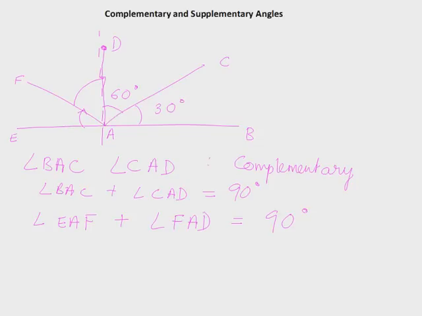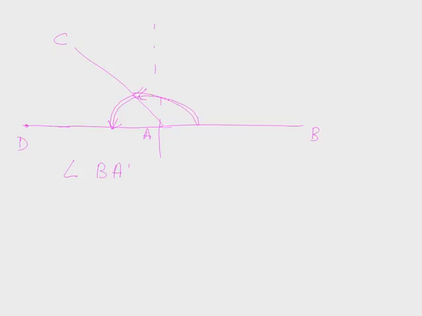What are supplementary angles? Well, in the case of supplementary angles, they should add to 180. That's the difference. So if I go angle BAC and then angle CAD, you can see that angle BAD is 180 degrees because it's a straight angle.